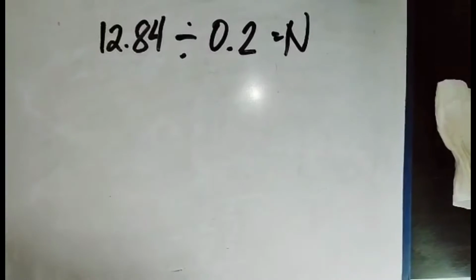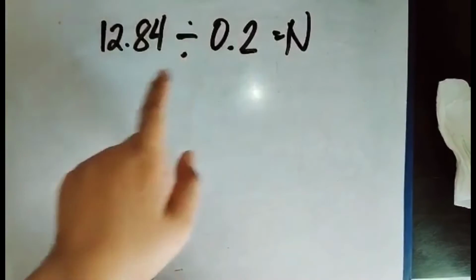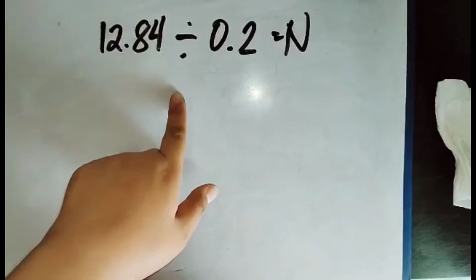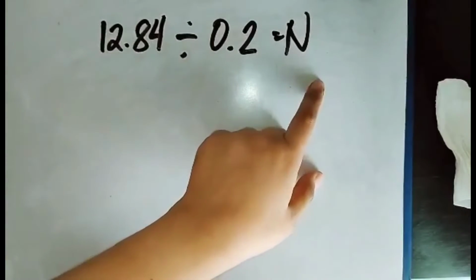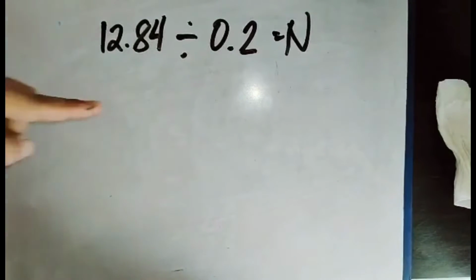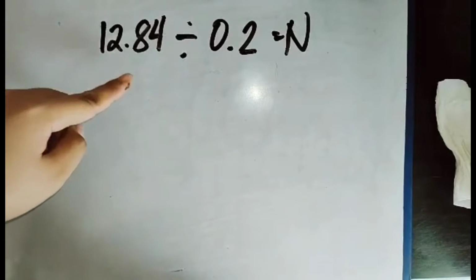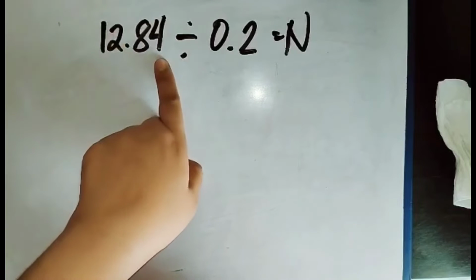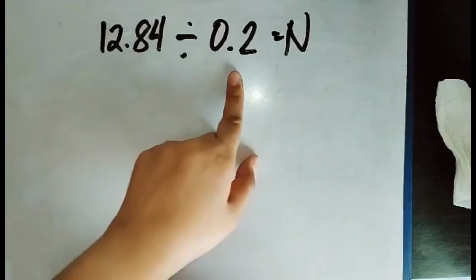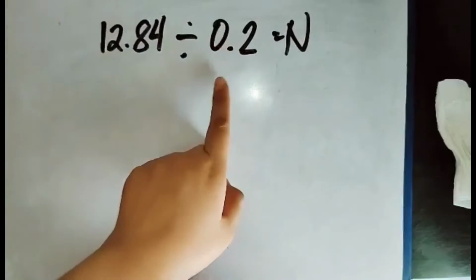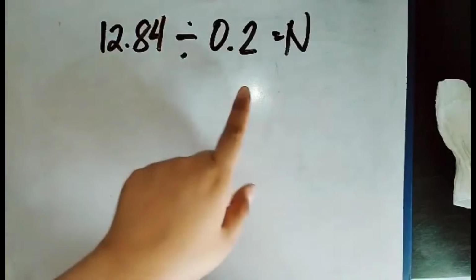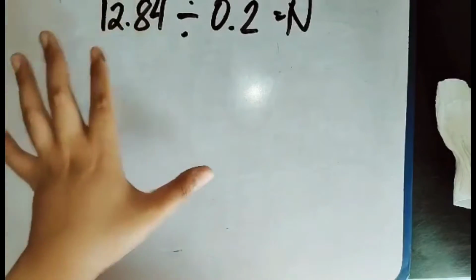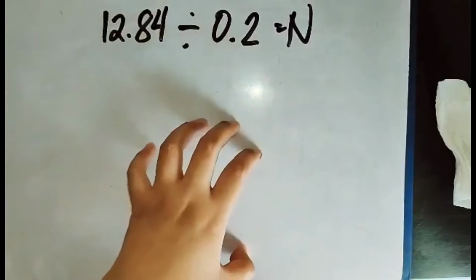Let's have another example wherein we have different decimal places. We have 12 and 84 hundredths divided by 2 tenths equals n. As you can see, the first number, our dividend, has 2 decimal places. It reaches the hundredths place. And our divisor has only 1 decimal place, which is in the tenths place. If you see something like this, do the same as the example earlier.